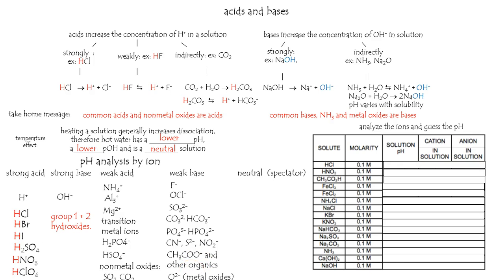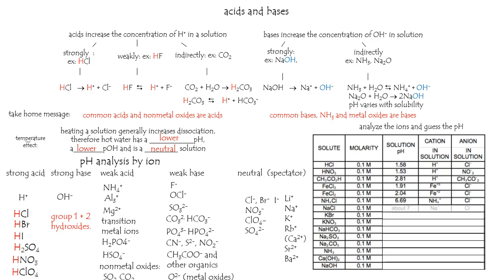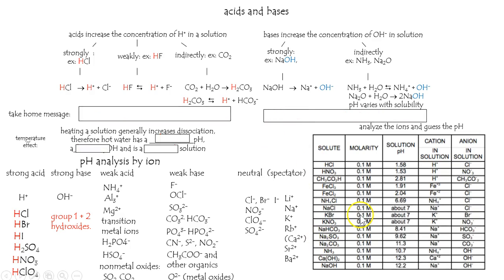There are a few ions which do nothing at all, and there's the metal oxides we referred to before. Chlorides, bromides, iodides, nitrates, perchlorates, sulfates, those are all just neutral ions which don't change the pH on their own. There's a lot of cations also that are just spectators, and we'll finish up with some data. I'm not going to go through these individually, but you should be able to make sense of why each one of these has, they're all 0.1 molar solutions, which is nice.